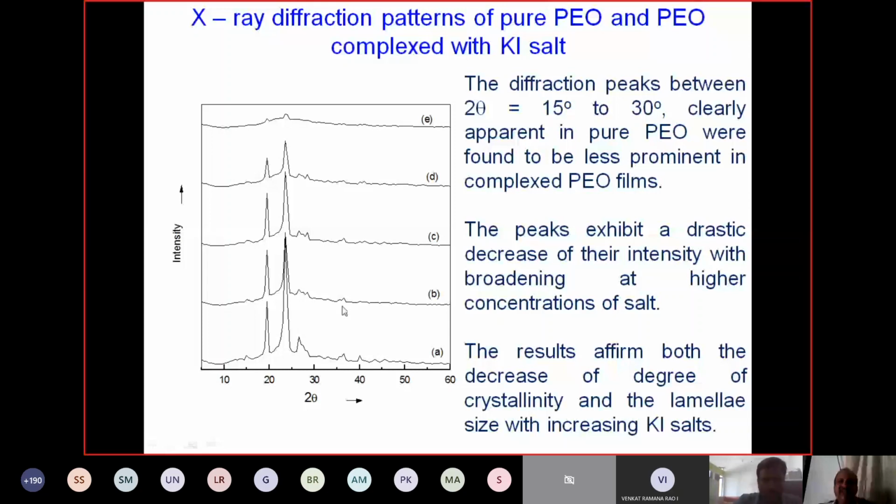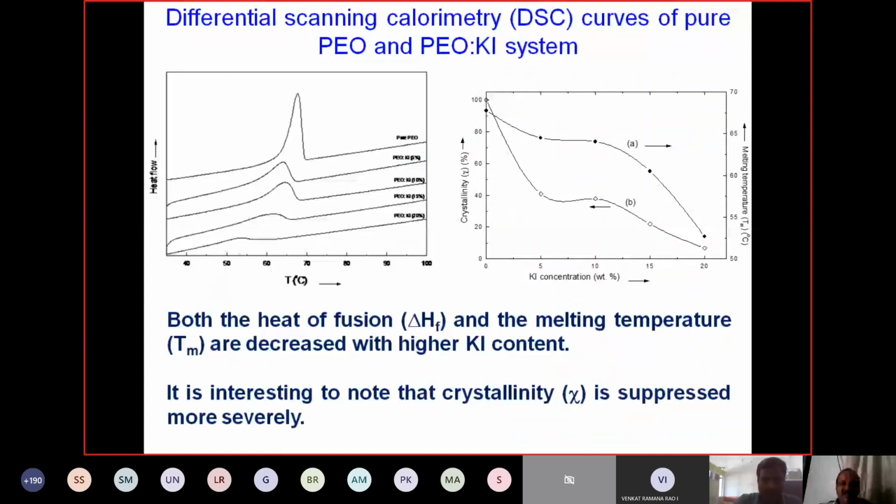So here I am giving the DSC patterns, the differential scanning calorimetry. That means we measure the heat flow by increasing the temperature: 40, 50, 60, etc. You see here, this is for the pure PEO, where it has the peak here, showing the melting temperature. With a smaller amount of the salt, this peak is diminished. I mean, this area is also decreasing.